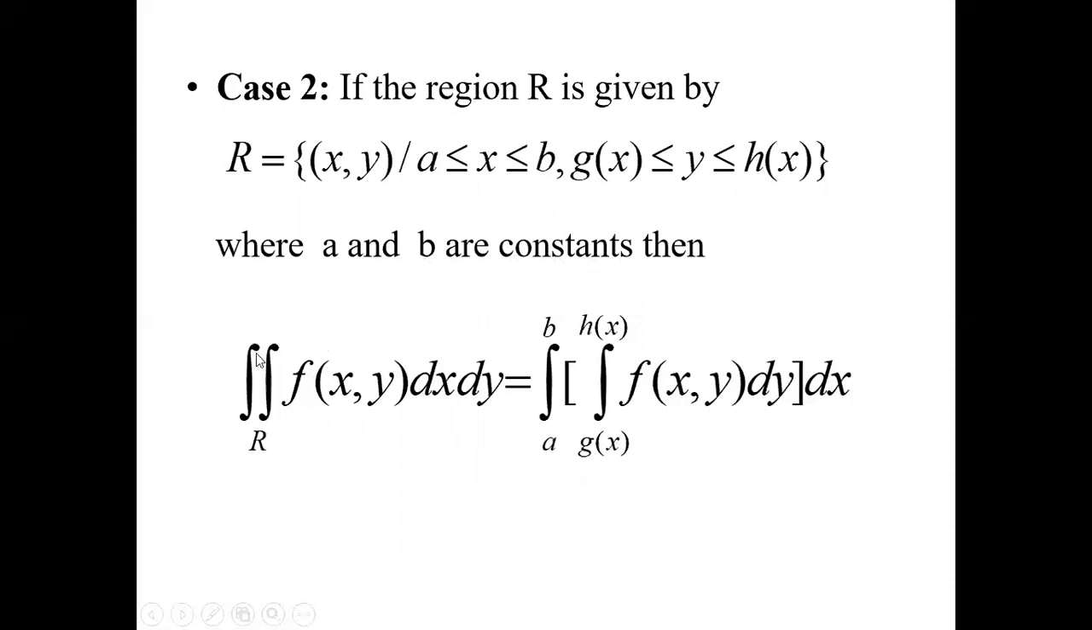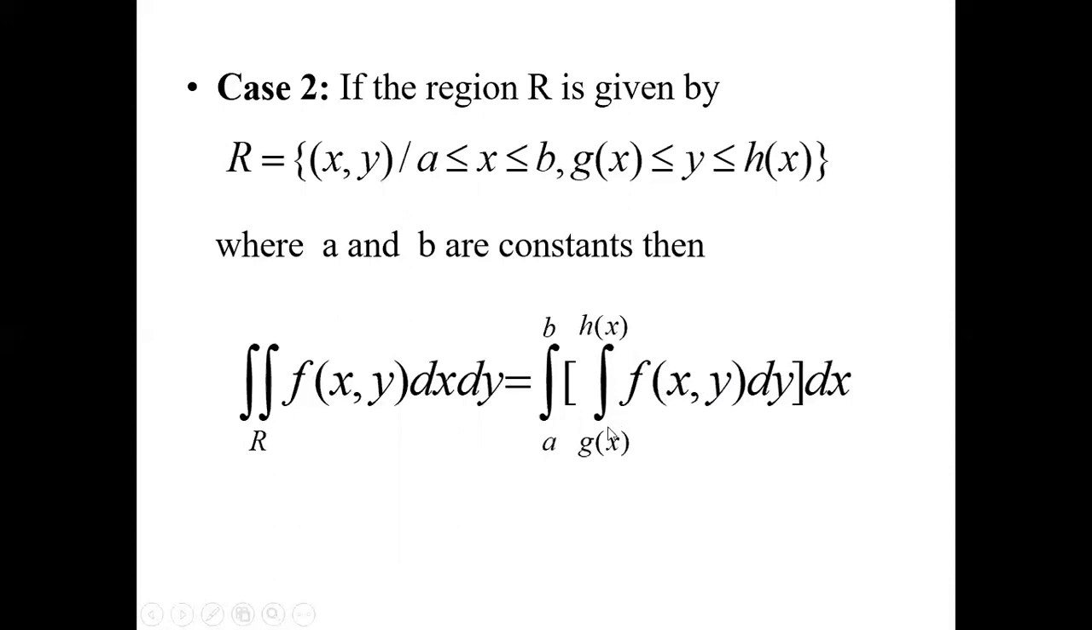Then the evaluation of the double integral of f of x,y dx dy over the region R is given by the integration from a to b of the integration of f of x,y dy between g of x and h of x. So this integration of f of x,y dy is evaluated with respect to y first. That is, when you integrate with respect to y, the limits for y are functions of x.